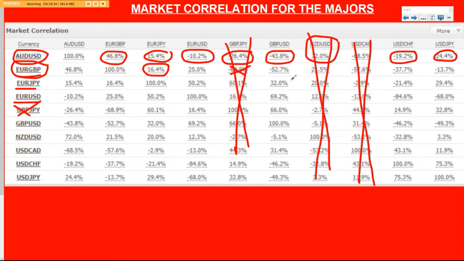I can take this one, because these are not negatively or positively correlated. They're very weak. So I've gone into this trade now. And even though the Euro still has very weak correlation.